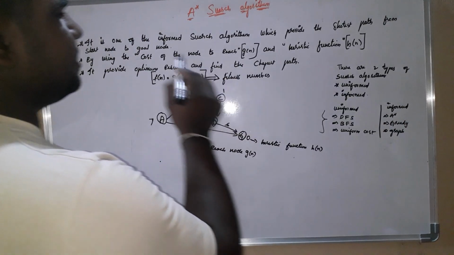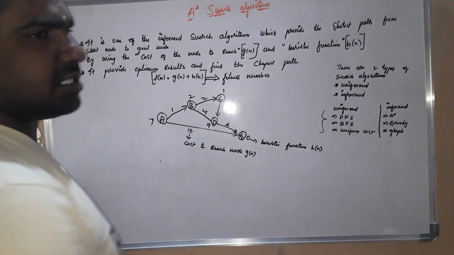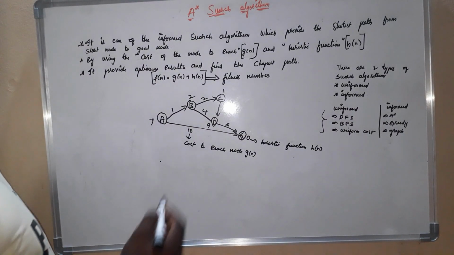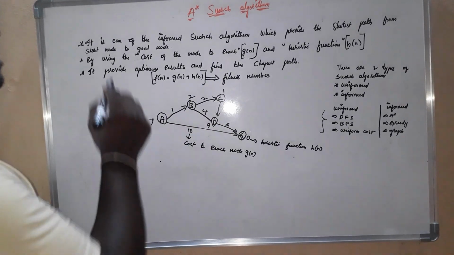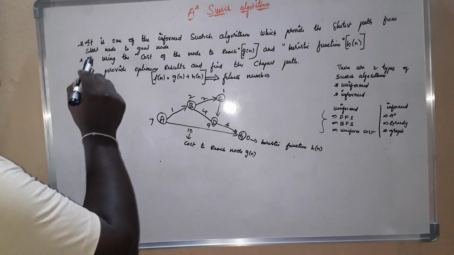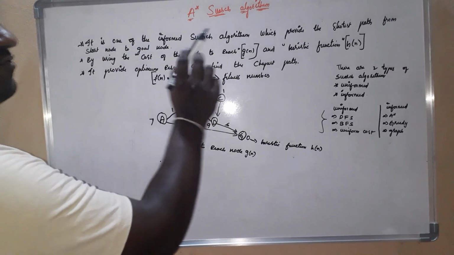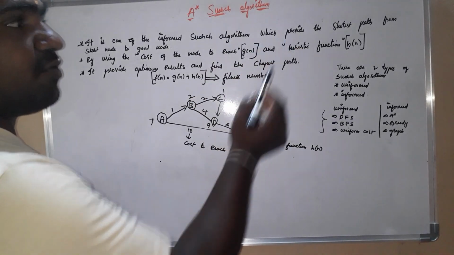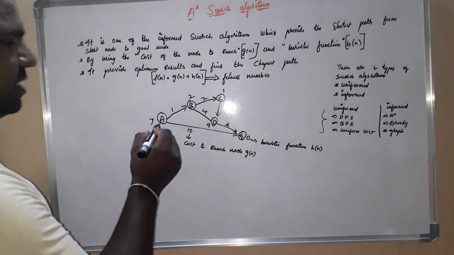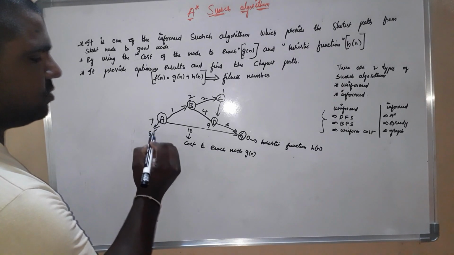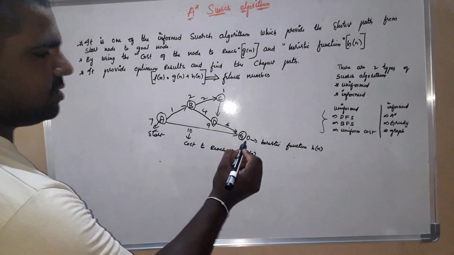We know that A star is an informed search algorithm. Today we discuss the A star search algorithm, one of the informed search algorithms. We know that it provides the shortest path from start node to goal node. Here is the start node, and here is the goal node.